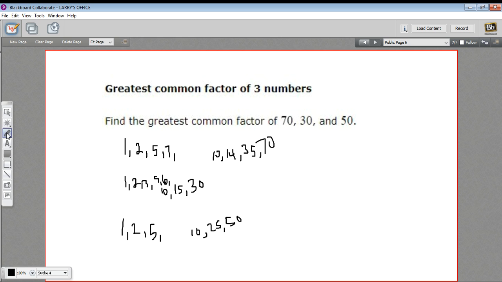And now we just need to find what's the largest factor they all have in common. And it's jumping out at me. I'm seeing 10, 10, and 10. And I don't think there's anything else bigger than that they all have in common. So the greatest common factor of 70, 30, and 50 is 10. So that is a little bit of work in finding the greatest common factor of three numbers.